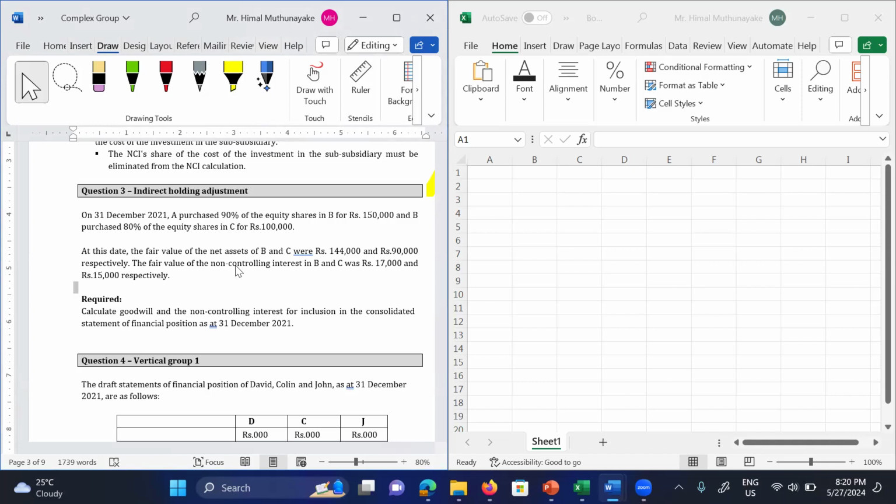So the requirement is to calculate the goodwill and the non-controlling interest for inclusion in the consolidated statement of financial position. Goodwill and the non-controlling interest, right? Because I'm not having the proper space, I'm using a line adding system.